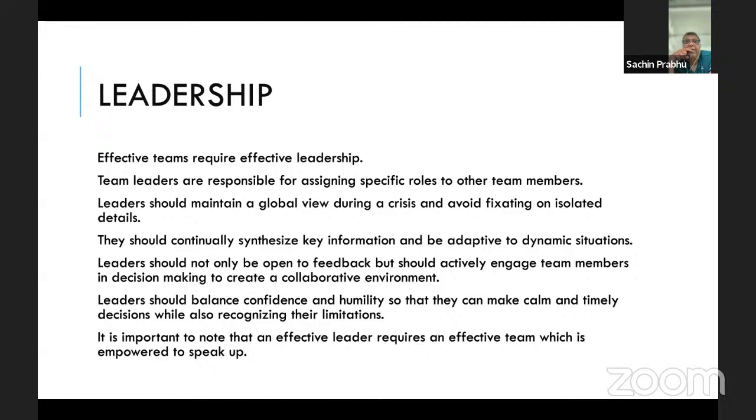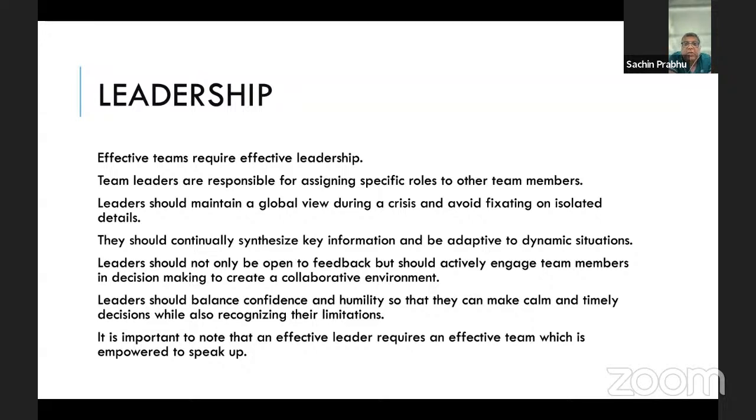Team leaders are responsible for assigning specific roles. So, for example, in the resuscitation scenario, the team leader, in this case the medical registrar at that stage, would give specific roles to everyone. So, somebody for CPR, and preferably you yourself should be hands-free so that you can keep a helicopter view of what is happening. Leaders should maintain the global view of the crisis and avoid fixating on isolated details. They should continually synthesize the information. Lots of information flows in during a crisis. You should be able to filter that, and that's quite difficult, not easy.